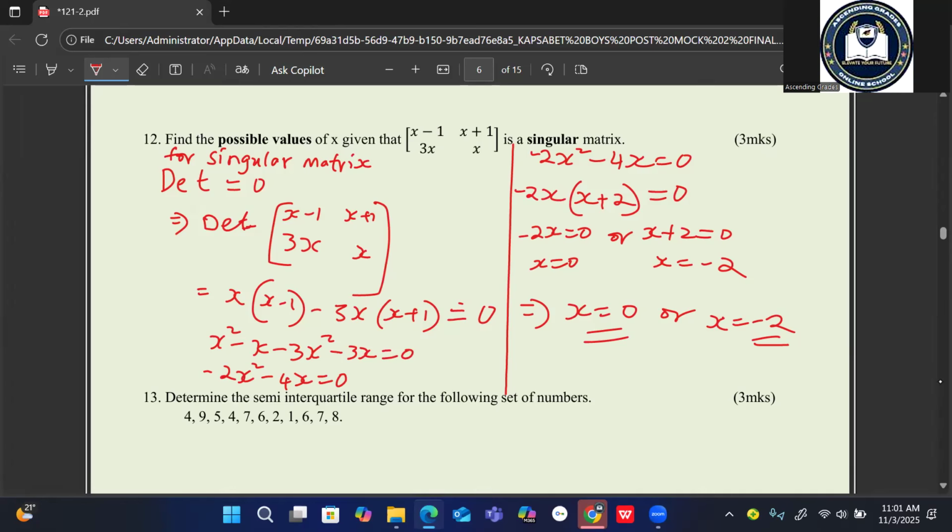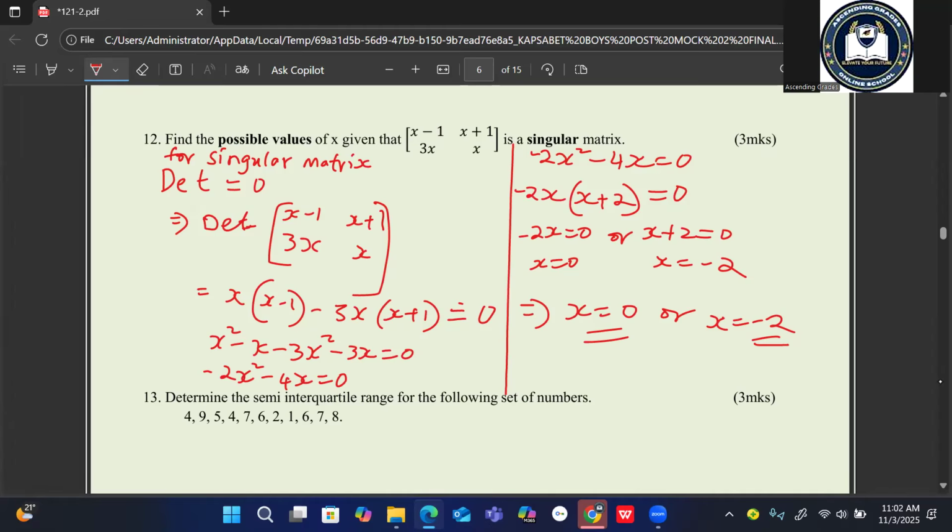So that one, the secret was just to equate its determinant to 0. The examiner wanted to know whether we know that the determinant of a singular matrix is equal to 0. So we have already worked it out, and that is how it should be worked out. From there, we go to the next number.